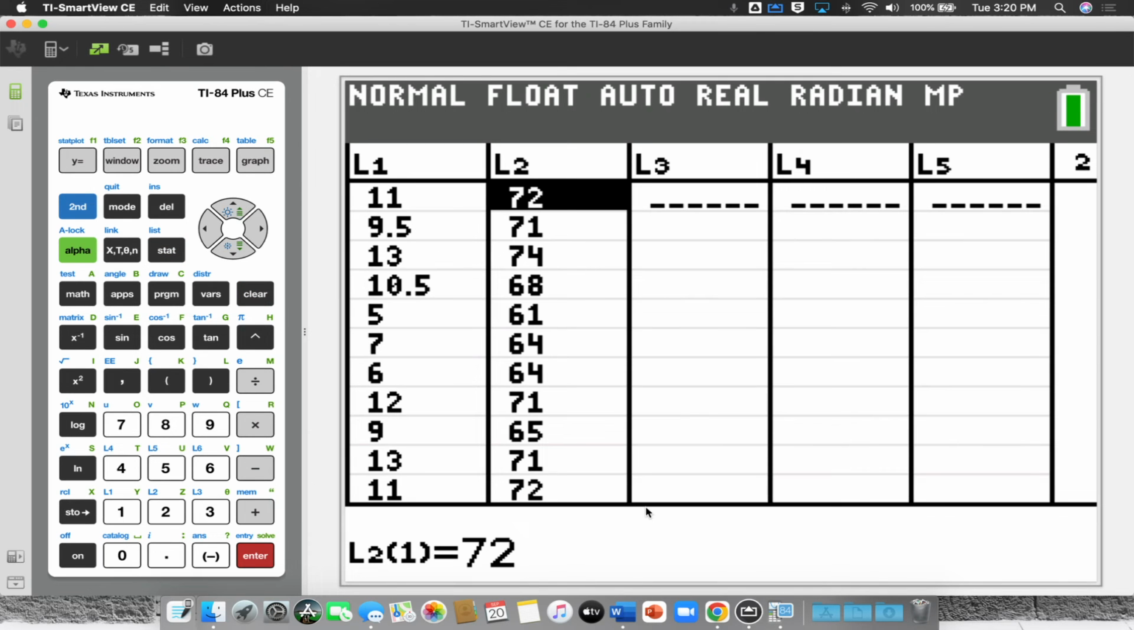I should have two lists right now. One is the shoe size and one is the heights. We're going to create a third list. That's going to be our residuals.